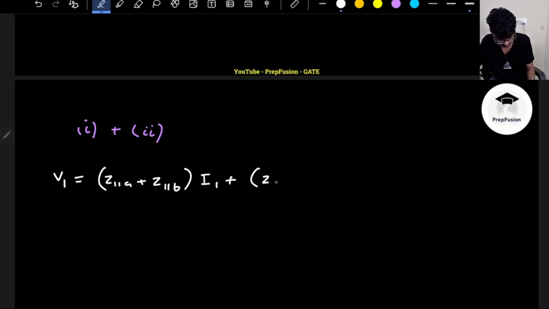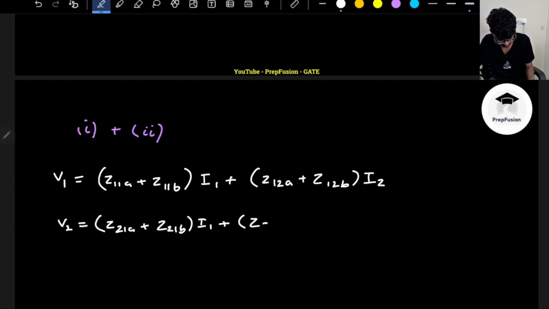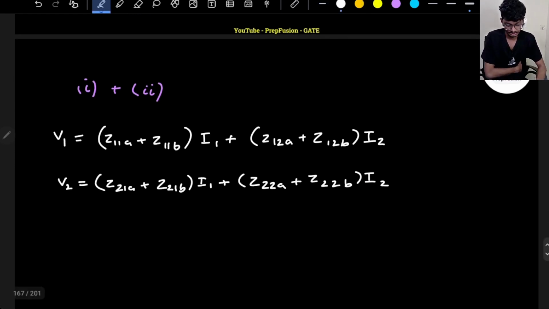Same for the other equation as well. Z12A plus Z12B into I2 equals Z21A plus Z21B into I1, plus Z22A plus Z22B into I2. Okay, so that is the case here.